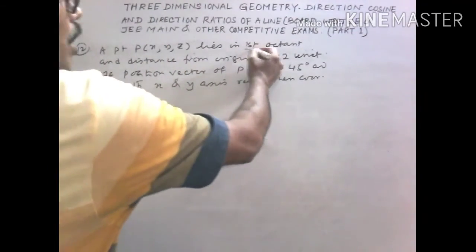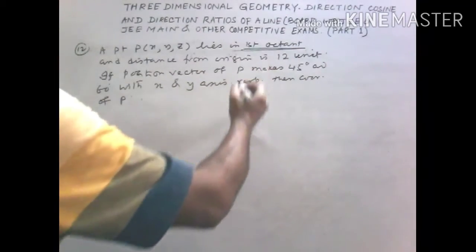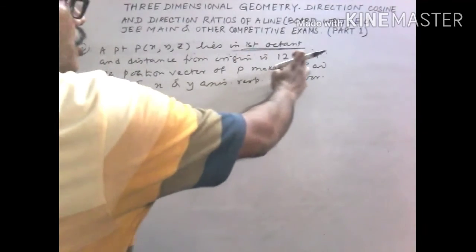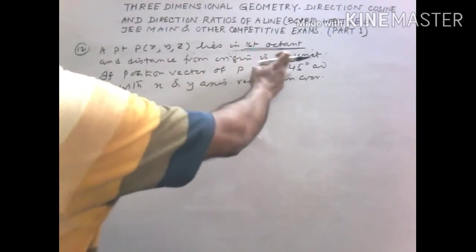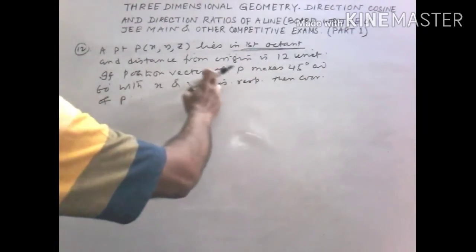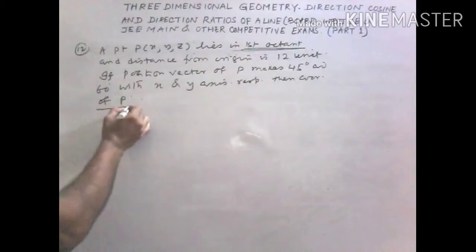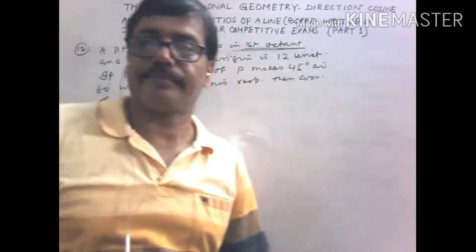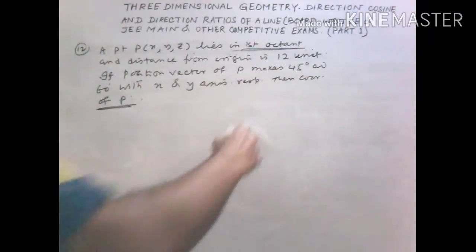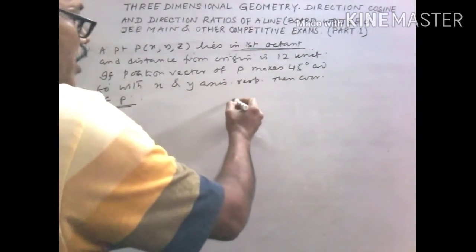A point P(x, y, z) lies in the first octant. First octant means x, y, z are all positive, and the distance from origin is 12 units. That is, its length is given. The position vector of P makes an angle 45 degree and 60 degree with x and y axis respectively. Then find the coordinate of P. Now it is given directly.